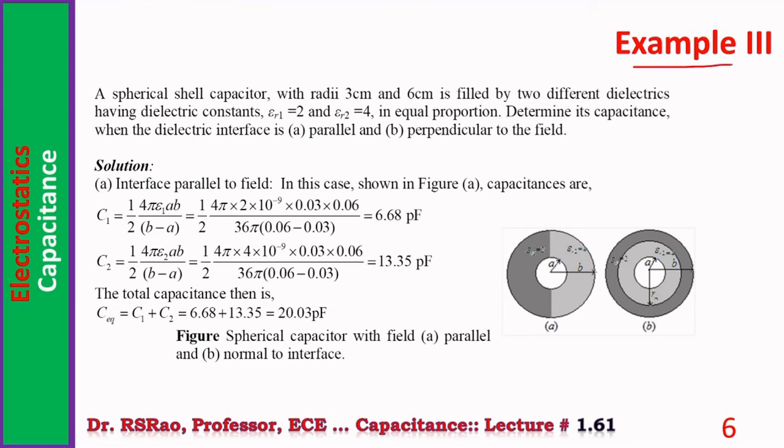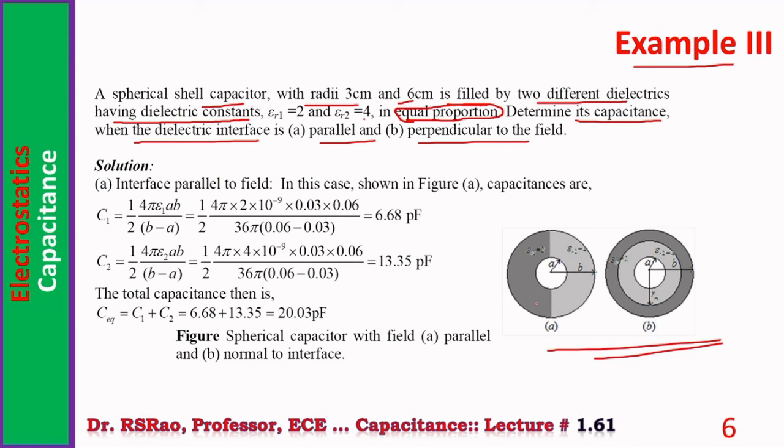Now we consider another problem, example 3. A spherical shell capacitor with radii 3 cm, 6 cm is filled with two different dielectrics having dielectric constants epsilon R1 equal to 2 and epsilon R2 equal to 4 in equal proportion. Determine its capacitance when the dielectric interface is parallel, that is A, and B is when the interface is perpendicular to the field. Both situations are depicted here. Notice in A, the left half of the capacitor is filled with one dielectric, the right half with another dielectric. In B, the lower part of the capacitor is filled with one dielectric, the outer part is filled with another dielectric.